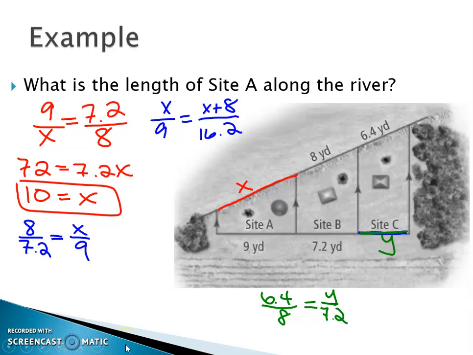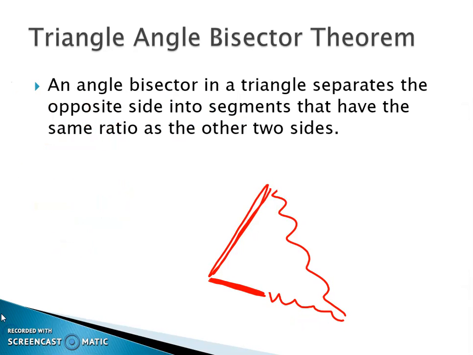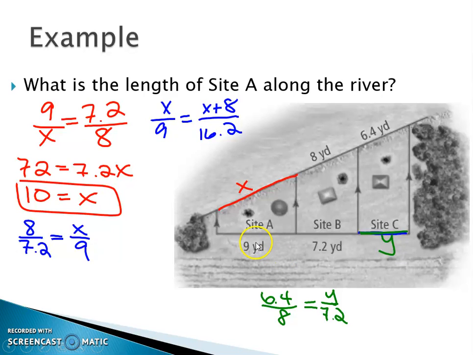So let's look at an example. What is the length of side A along the river? We can use proportion: 9 to x, 7.2 to 8. See these 3 parallel lines and 4 parallel lines, and you have a transversal like that. So this 9 and these are corresponding. You can set up the proportion. So 9 over x equals 7.2 over 8. You can cross multiply and divide, and x equals 10.